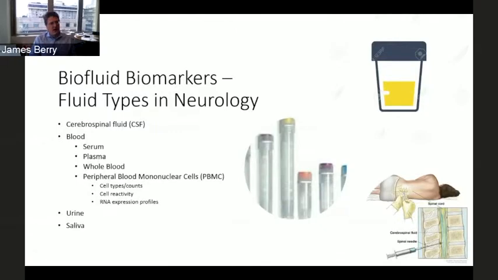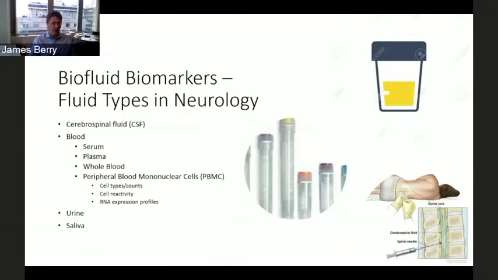It's not enough just to say biofluid biomarkers. There are numerous different fluid types that are relevant in any disease, but certainly in neurology. Cerebrospinal fluid is probably in neurology the biggest one that we think about as being proximate to the site of action for diseases. And let me come back to that. We obviously get it through lumbar puncture. I'll put a pin in that and come back to it on the next slide.